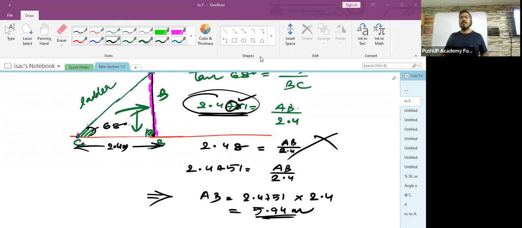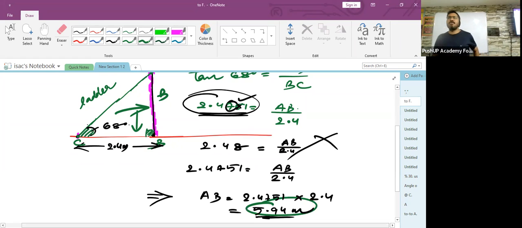Is it clear for all? Now, children, here also an important point. Now, why did I ask you to round this off to 2 decimal places? There is a reason behind it.